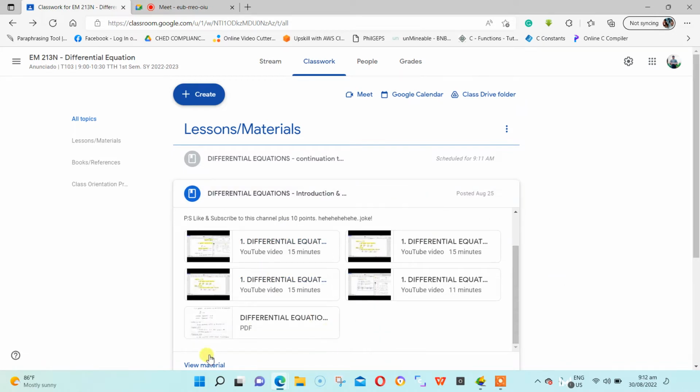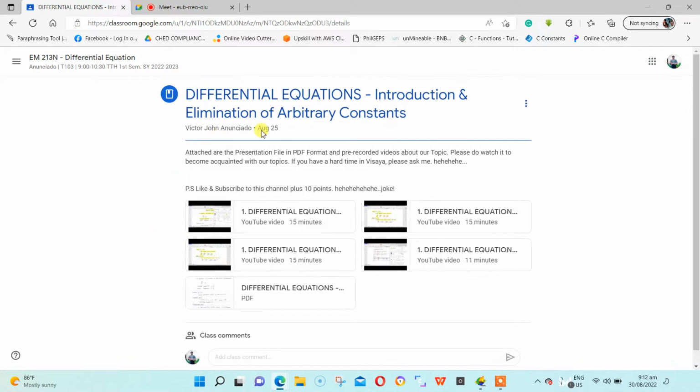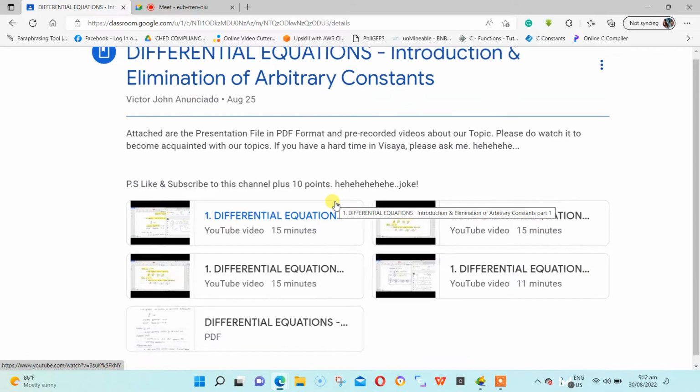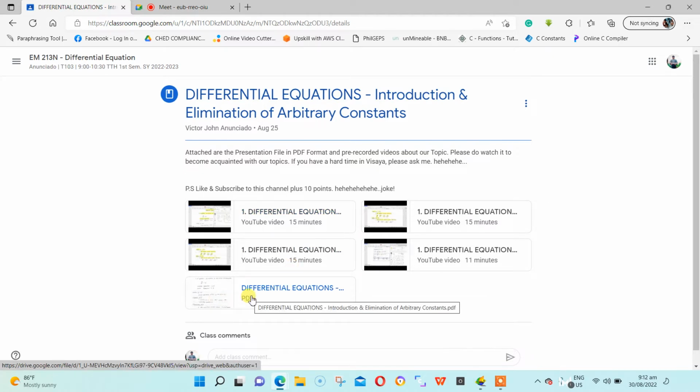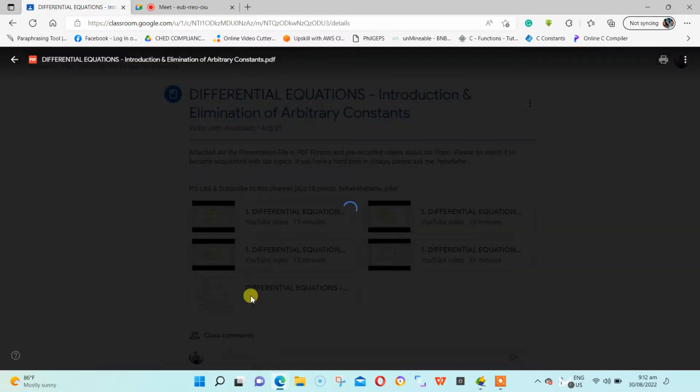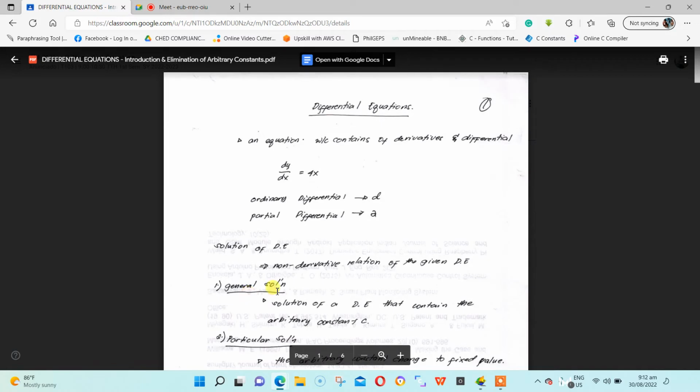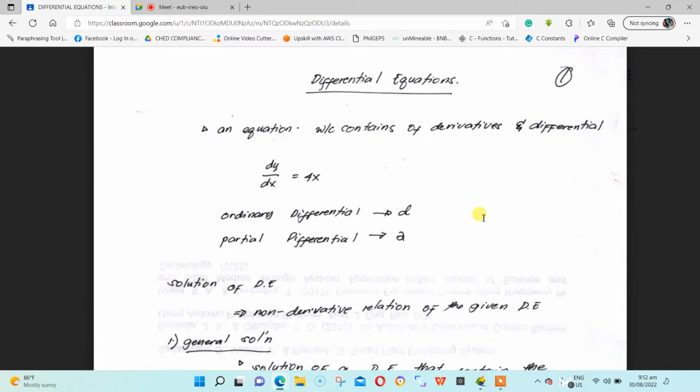Okay. So our first discussion will revolve on the introduction, obviously, and the elimination of arbitrary constants. If you could see here, I also uploaded a PDF file. It is handwritten, so you will be expecting that if we have a face-to-face class, these are the things you will see on the chalkboard. Let me zoom this one. So let's start.